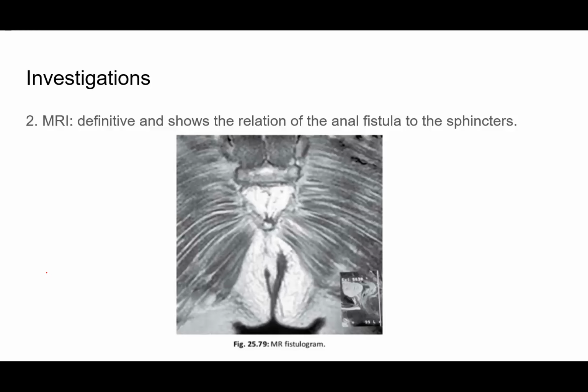So the most definitive investigation, which would outline the relation of the anal fistula to the sphincter, is the MRI. It will outline the fistulous tract as well as the relation to the sphincter, which will be able to tell us if it's a low-level fistula or a high-level fistula, and it will also inform our management of this patient, as earlier mentioned.